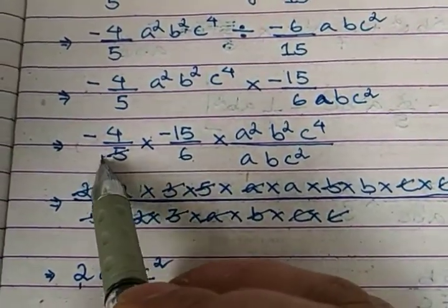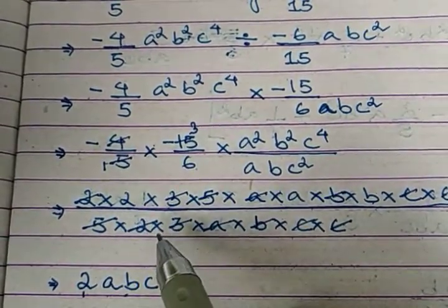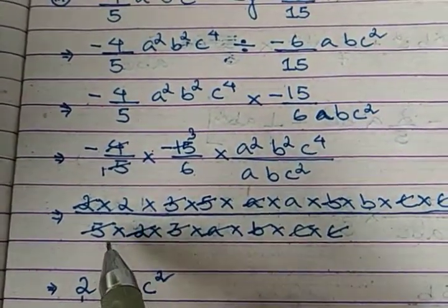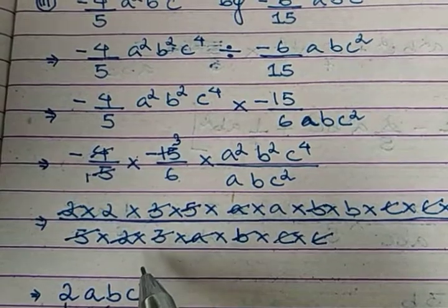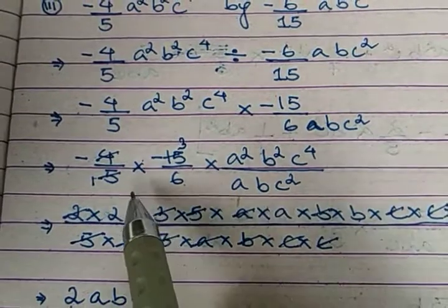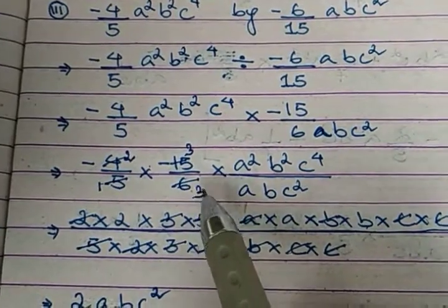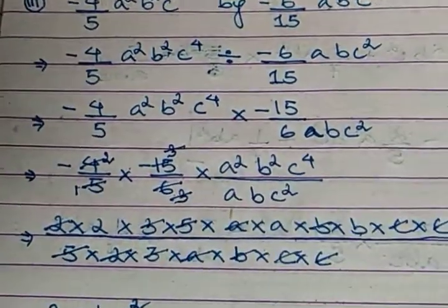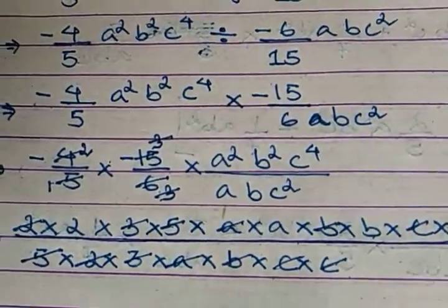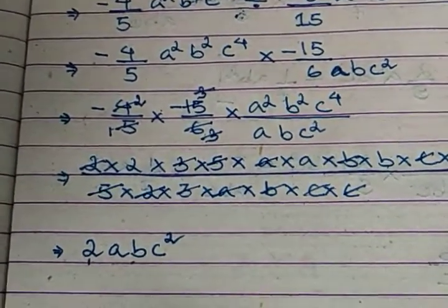For those who can do it directly, see, 5 1 times, 5 3 times is 15. 2, 3 times is 6, and this 3 and 3 got cancelled, isn't it? 2 times 4, 2 times 6, so therefore it is 2abc squared. Okay, so I hope you could have understood.